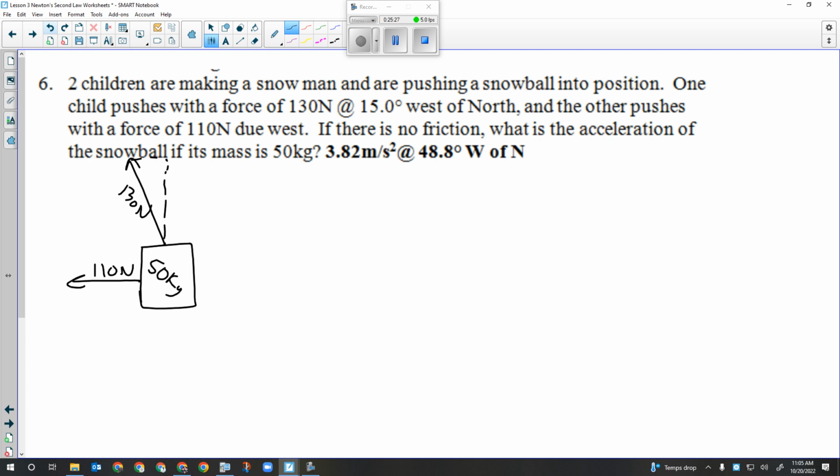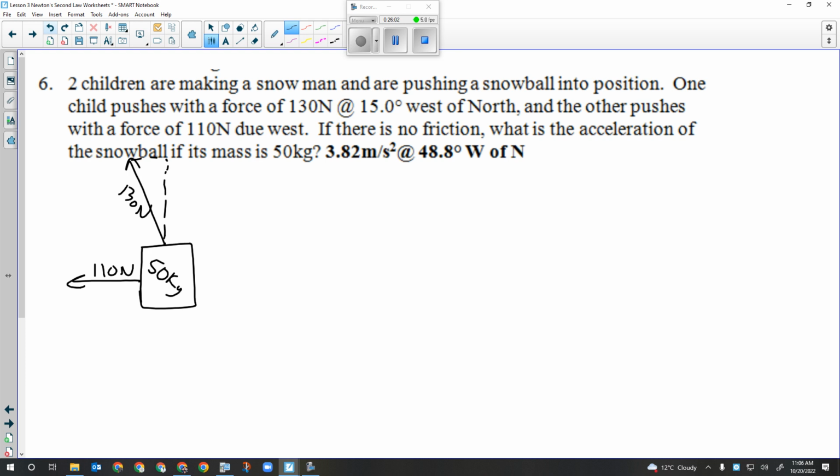So, probably not the most productive way to push a snowball with two people, but it's what's going on in this question. If I look at this and think logically about it, which way is this ball going to go? Northwest, and probably a little more west than north, but not much. This is going to end up being pretty much northwest. Yeah, the answer says pretty much straight northwest.